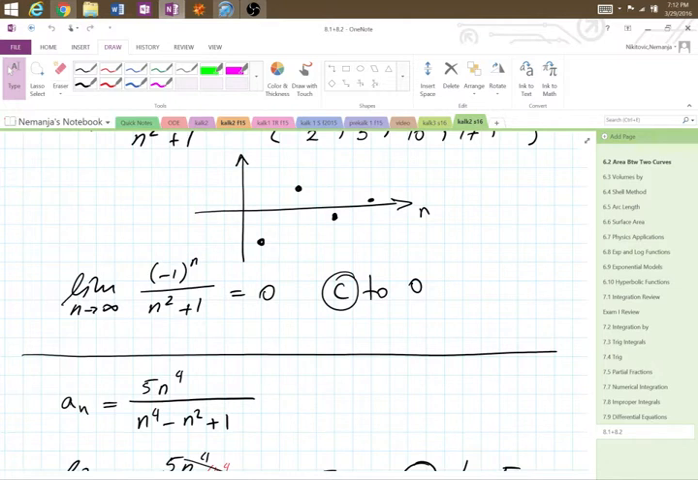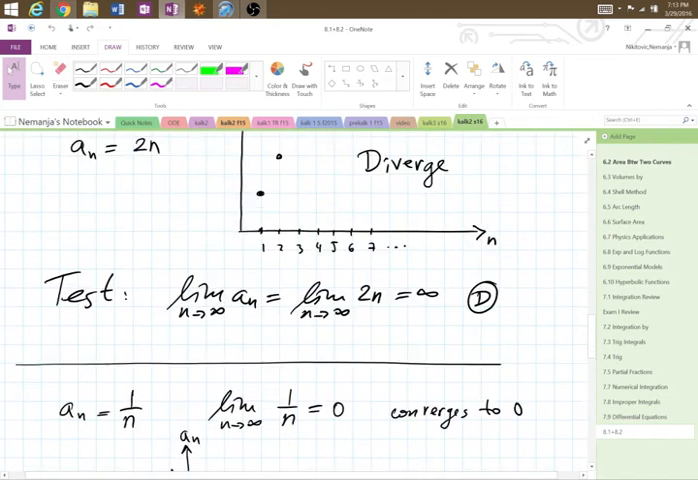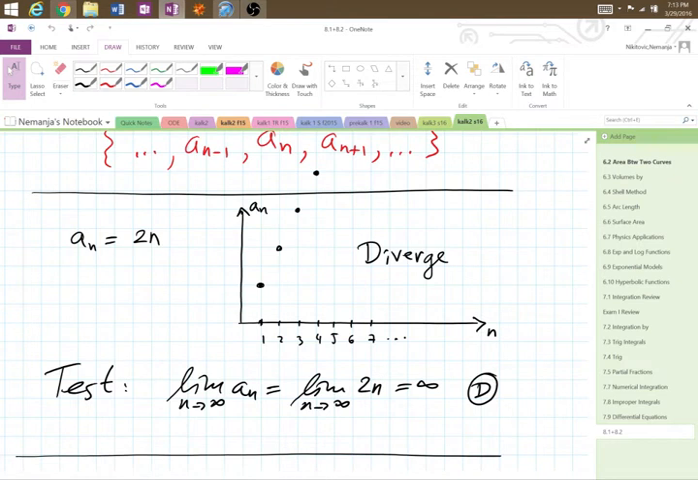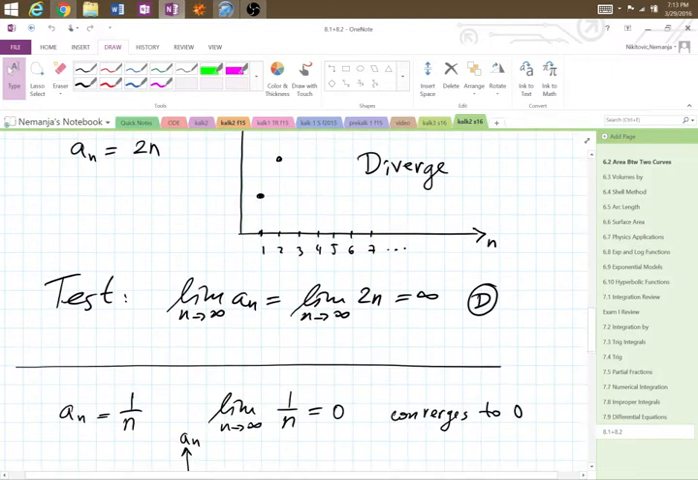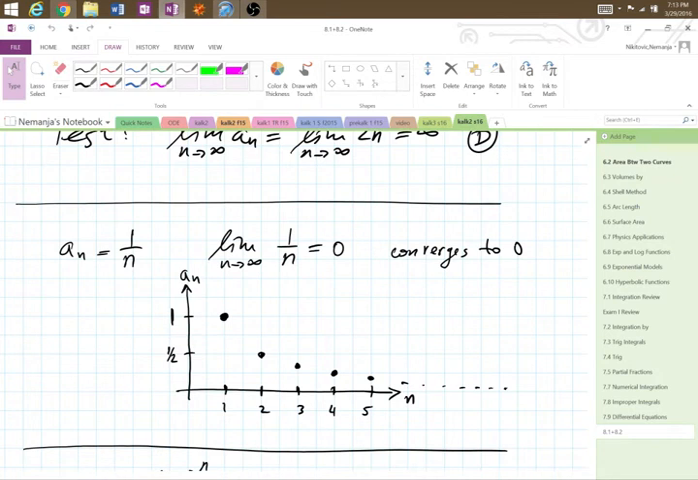Gotta switch to tablet. So let's go here. The first example, 2n. Is it bounded? No, because it's going to go forever up, right? It's divergent. Immediately if it's divergent to infinity, it's not bounded, right? How about this one? Is it bounded? Yes, it is. It's bounded from below with 0.